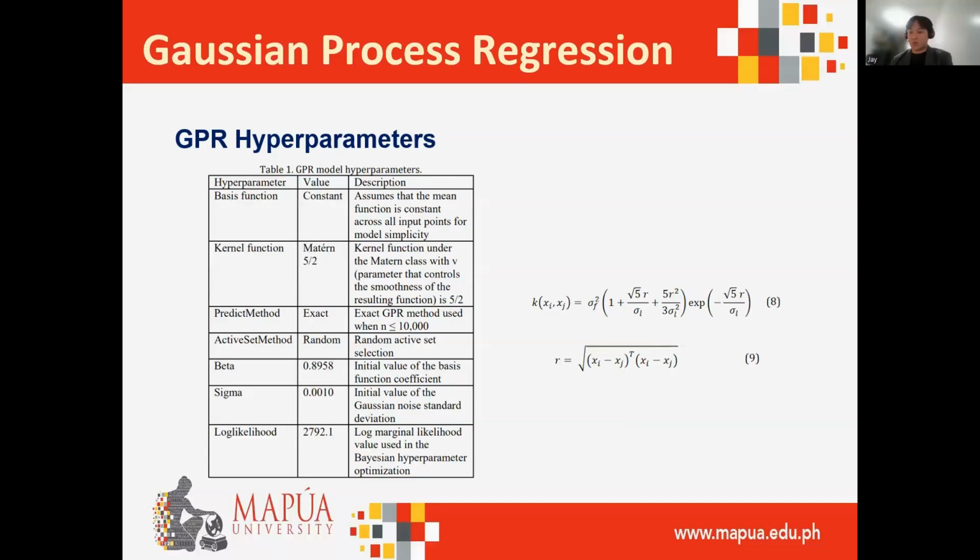So the general form of the Matern 5/2 covariance function is given by equation 8, wherein sigma f is the signal standard deviation, sigma L is the characteristic length, and r is the Euclidean distance between xi and xj, as shown in equation number 9.